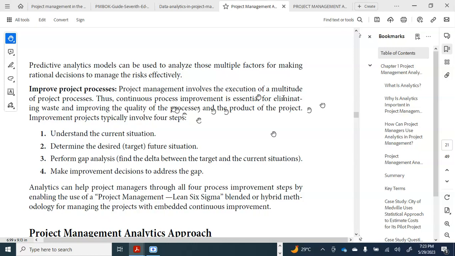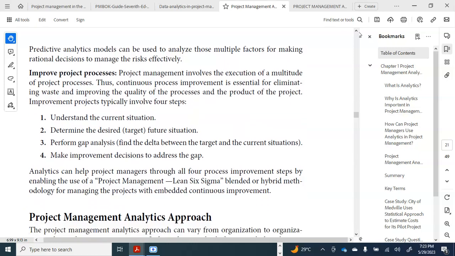So improvement projects typically involve four steps. Number one, understand the current situation. Take note of this. Very, very important. You need to understand the current situation of that project, where you are. This is what we have earned, earned value, EV. We have earned 30%. That is the current situation.